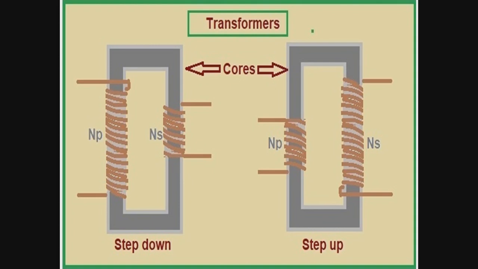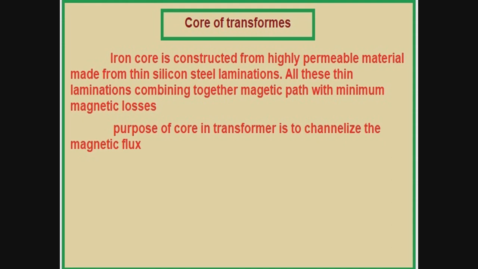Transformers you are observing in the diagram. Look at the first diagram, the step down transformer and step up transformer. NP is the primary winding, the number of turns of the primary coil. NS is the number of turns of the secondary coil. All these coils are wound onto the core. In the second diagram you can observe NP, the number of turns of the primary, is less, and in the secondary NS, more turns are there.